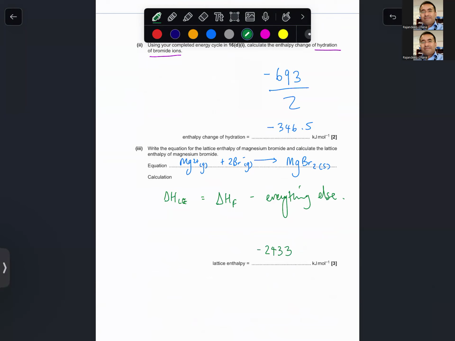And the equation is the gaseous ions. Yep, and that is correct, ladies and gentlemen. That ends this question. We'll see you tomorrow.